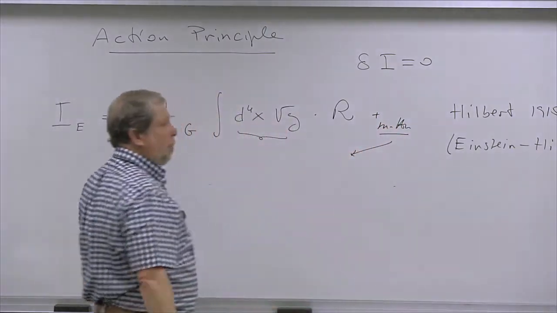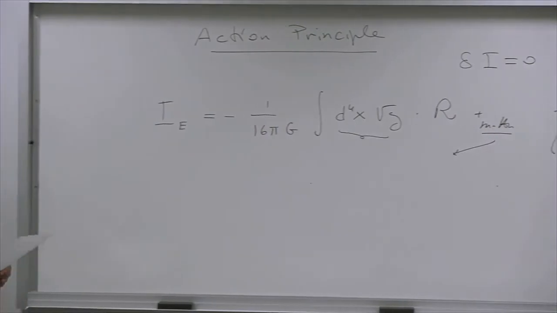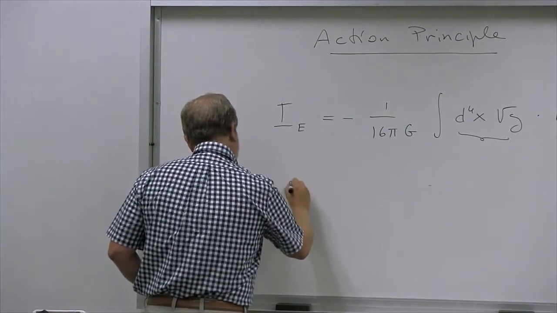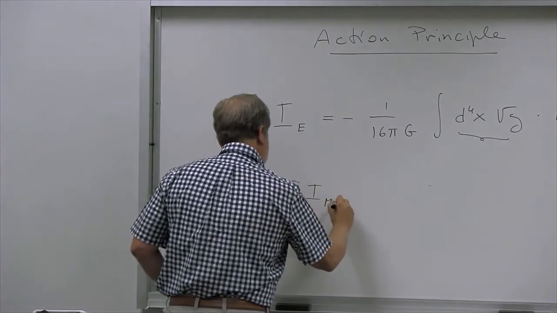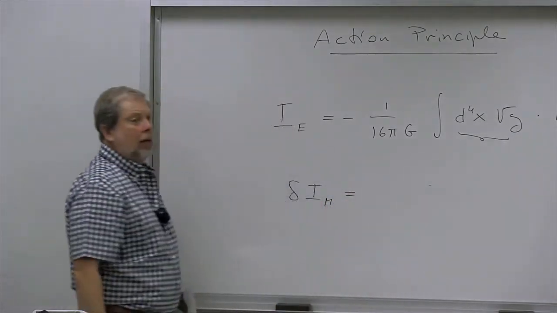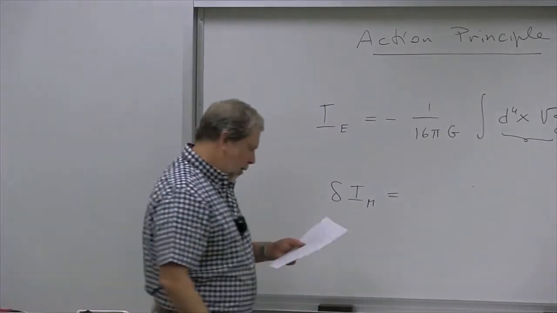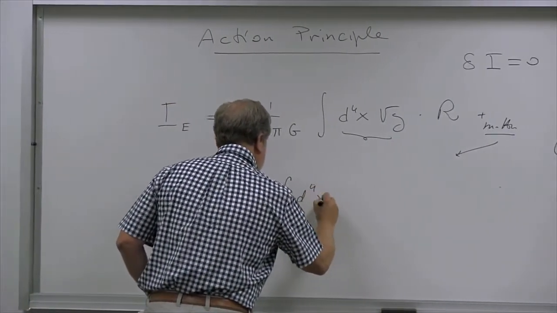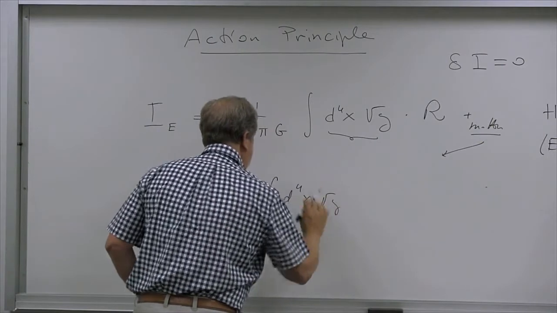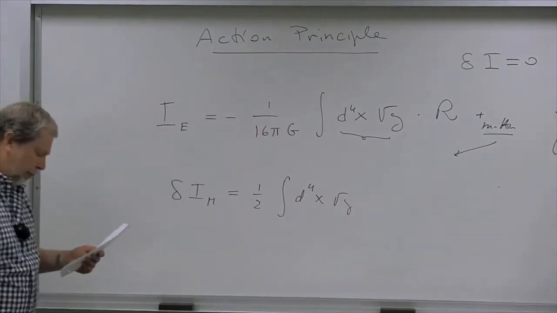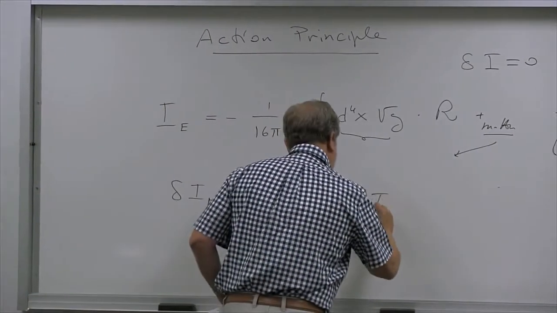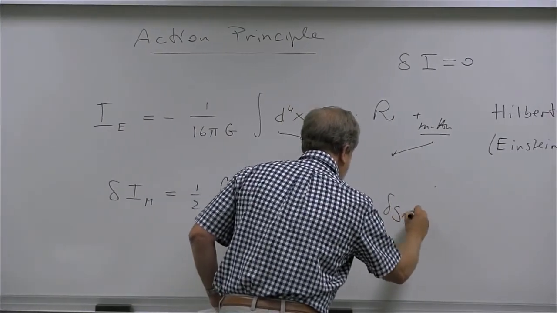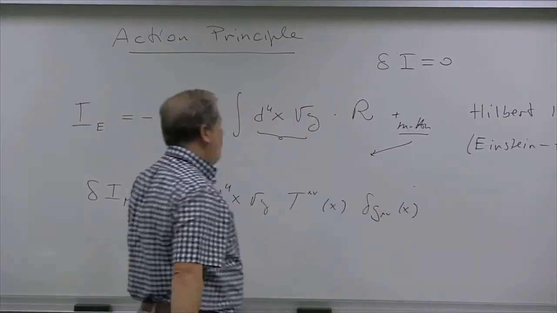So the matter part means that you have to add something that contains the T mu nu. And so the variation of the matter part, I sub m, is going to be the part that contains the T mu nu. So it's going to be 1/2 times the integral in d4x times the square root of g times T mu nu of x times dg mu nu of x again.